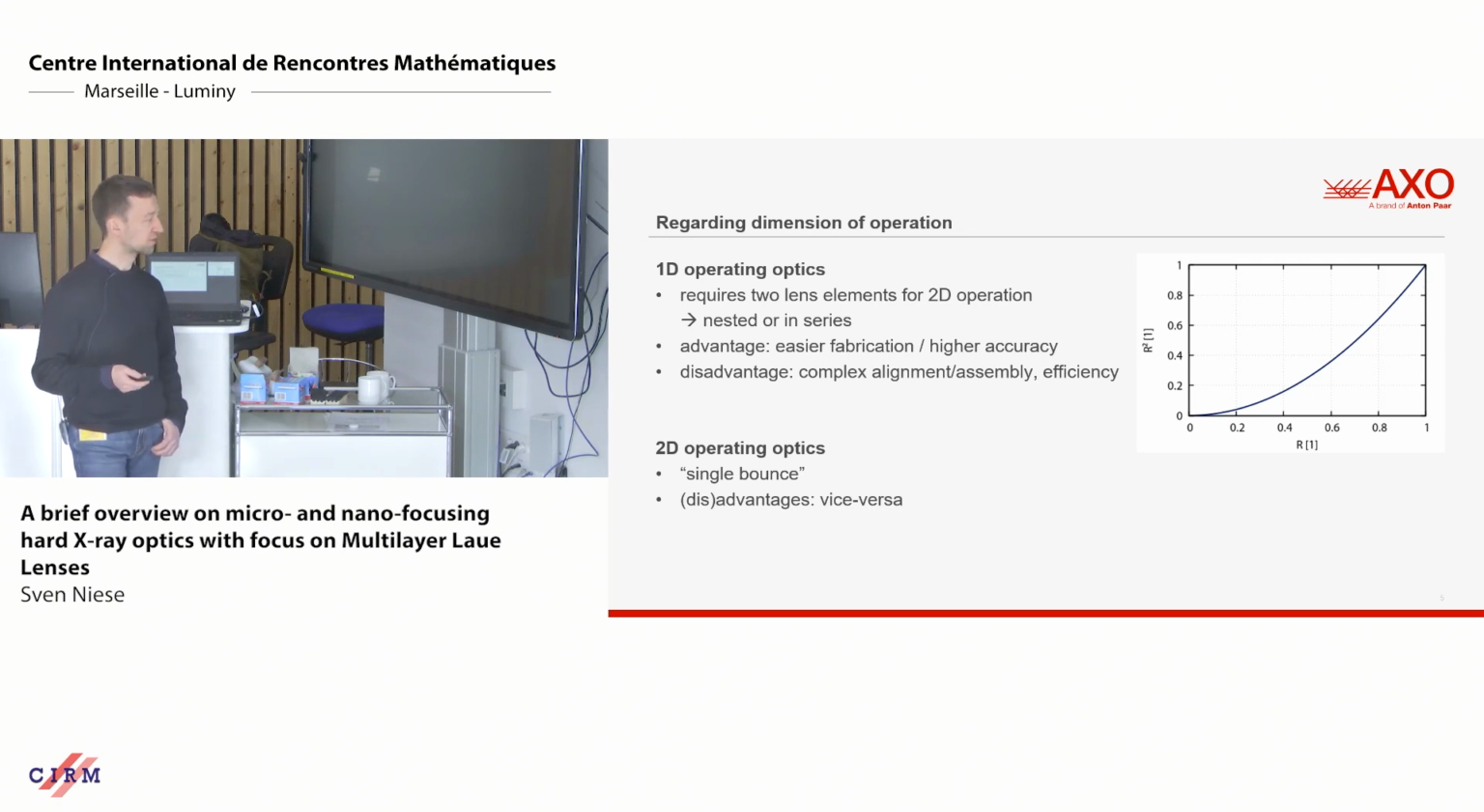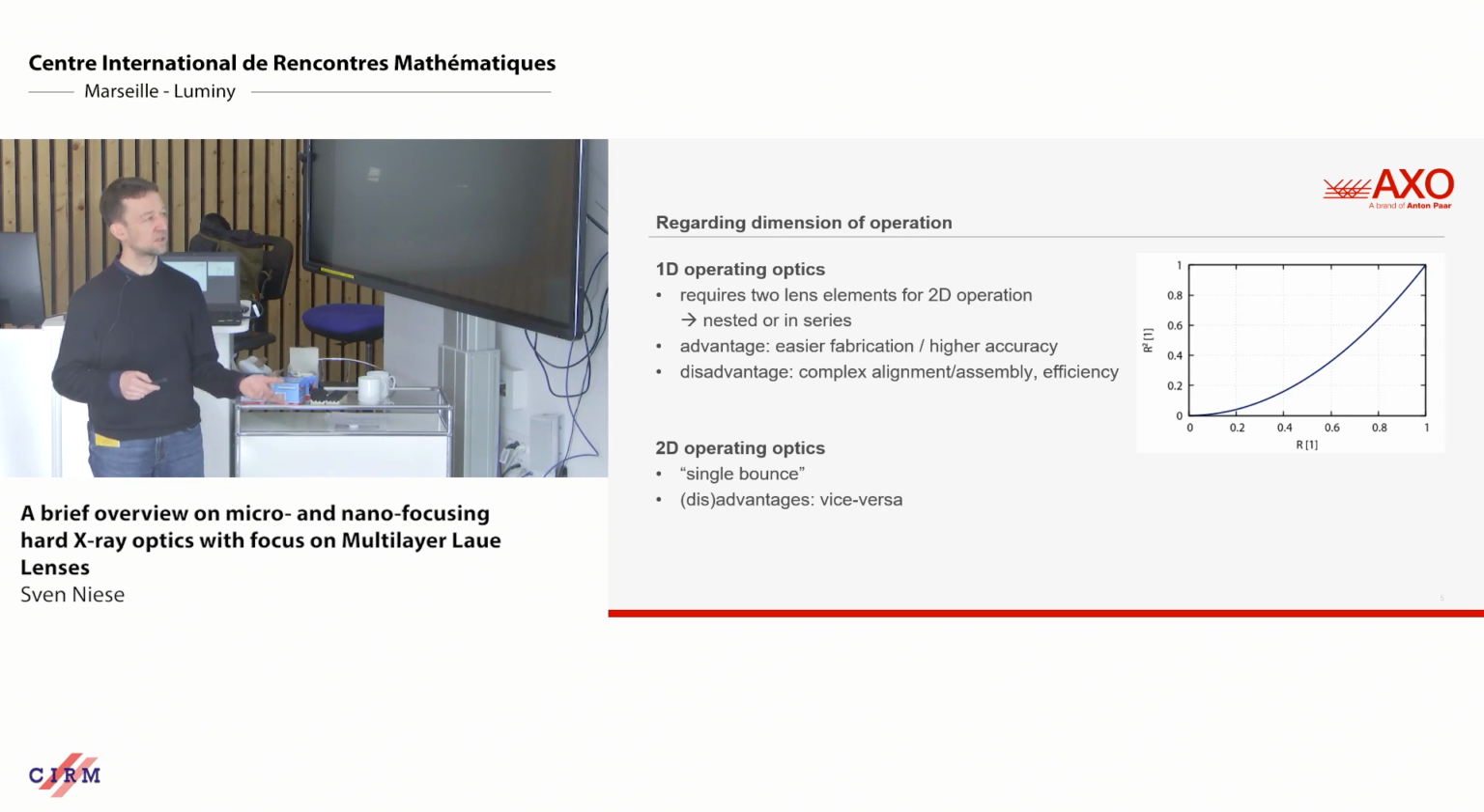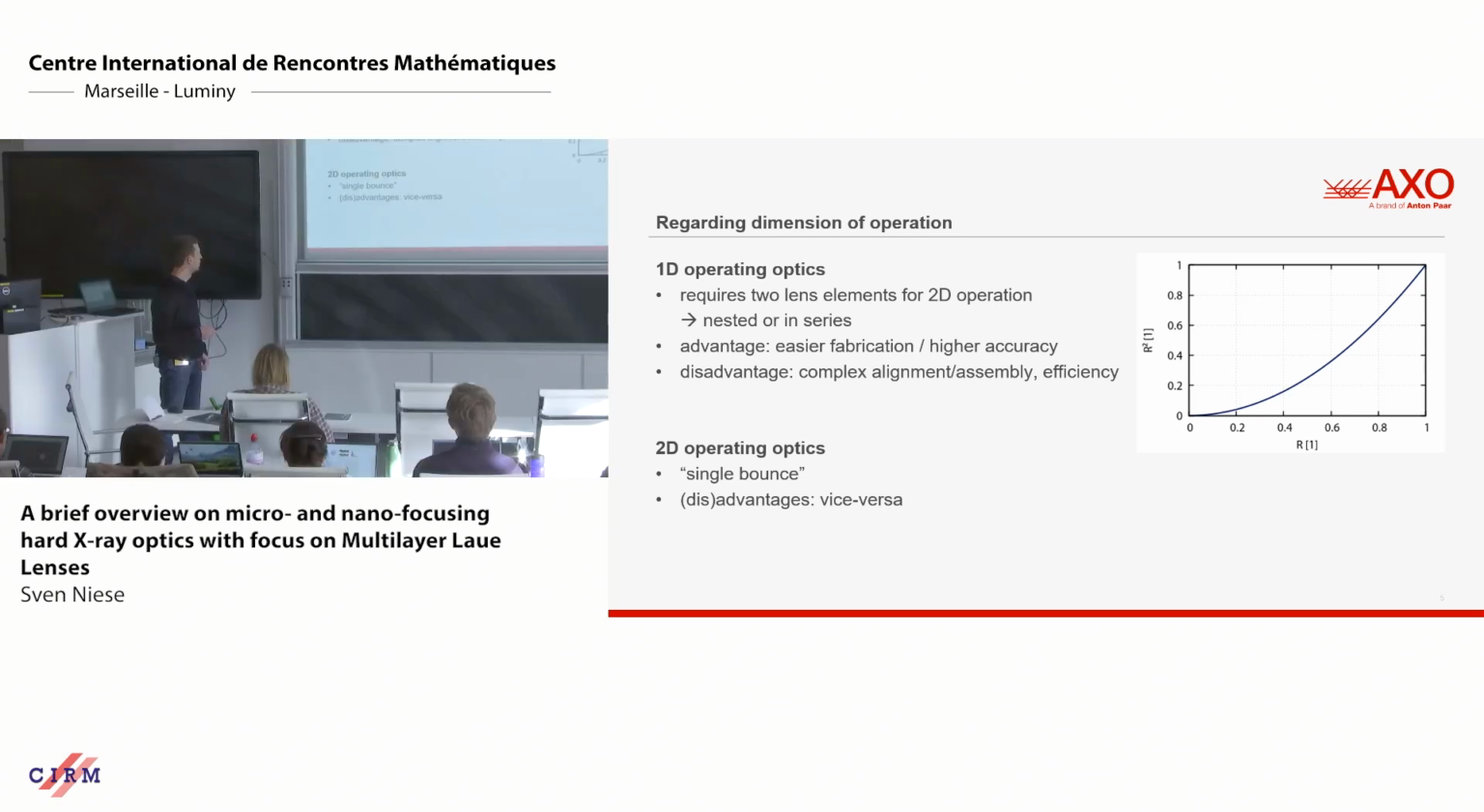One can also build 2D operating optics. Sometimes they're called single bounce, particularly for the reflective optics. Here the advantages and disadvantages are vice versa. You just have one reflection, so typically you get good efficiency, but the fabrication is typically more demanding.